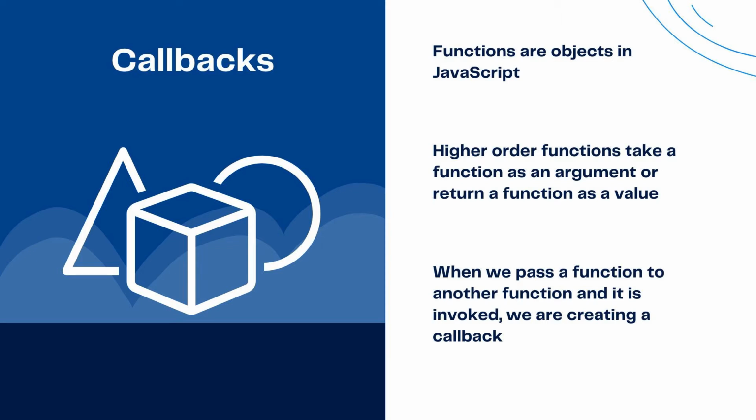So one aspect of higher order functions is that you can pass a function as an argument to another function. So when we pass a function as an argument to another function, and that function is invoked within the outer or parent function, we're creating a callback. If you've used built-in methods in JavaScript, then it's likely you've already used a callback. So let's start by looking at a basic example.